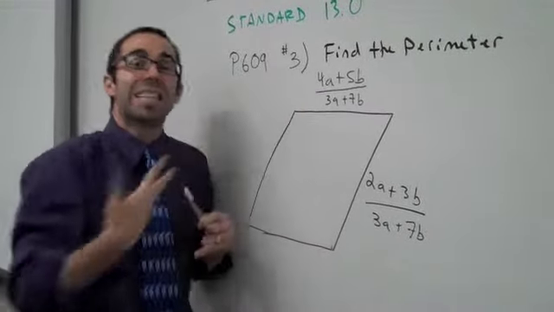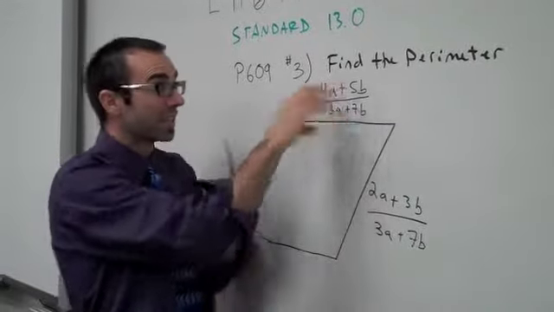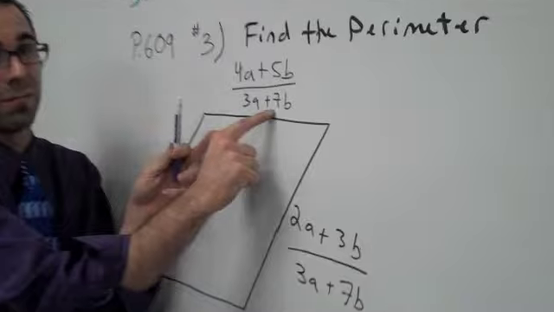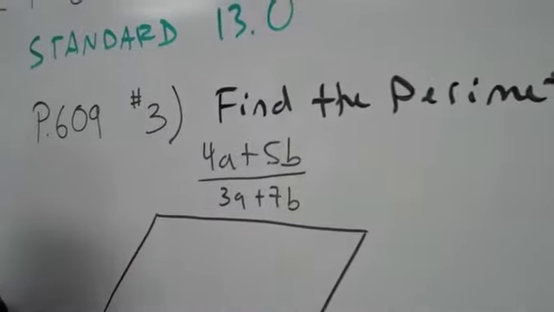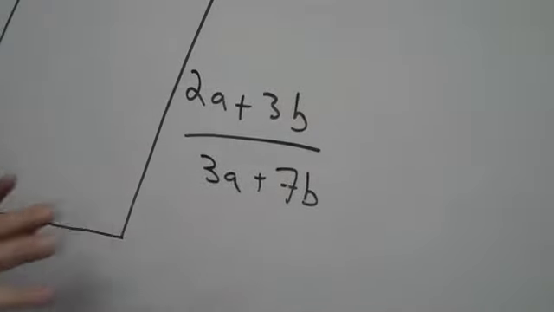And they don't give us nice, easy, first grade kind of numbers like 1, 2, and 3. But they give us this length is 4a plus 5b over 3a plus 7b. And this length is 3a plus 3b all over 3a plus 7b. So this gets pretty hairy here.